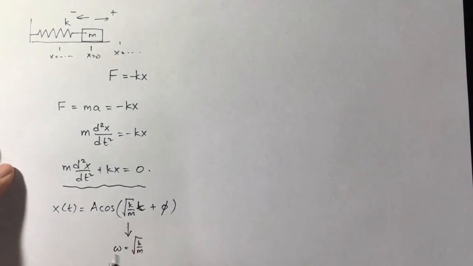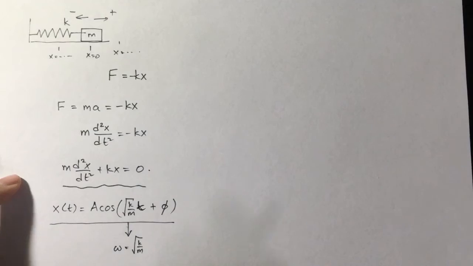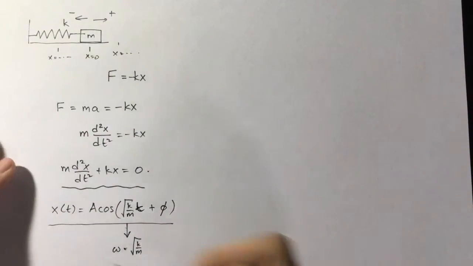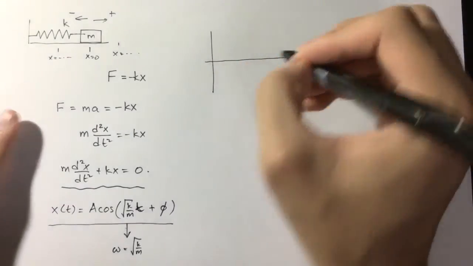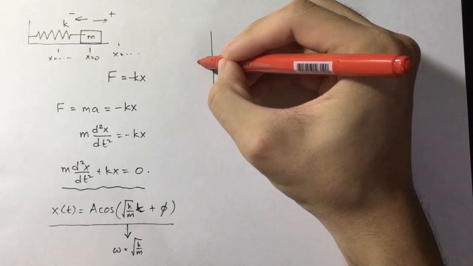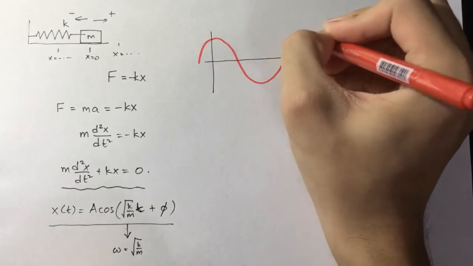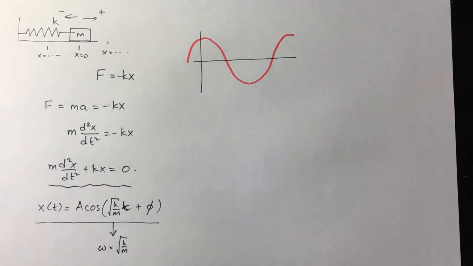And so now we have a function that describes the position of this block over time. We can plot it out and see what it looks like. If we take this graph and plot it in a different color, it can look something like this. It's a cosine graph, so it will have this cosine shape.